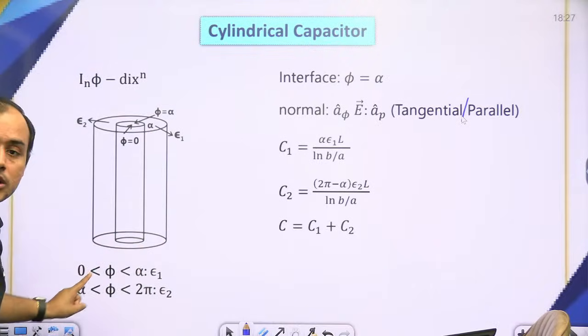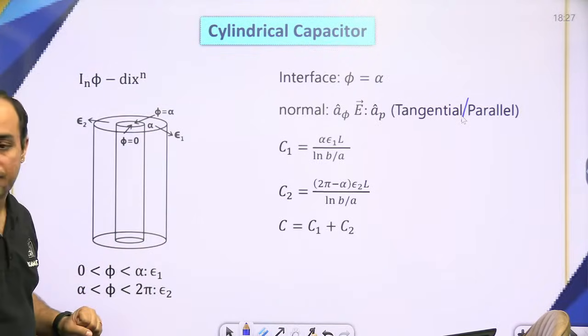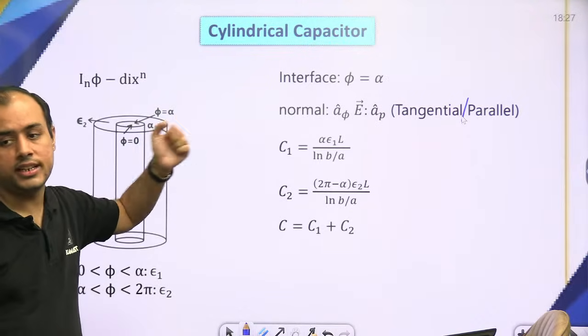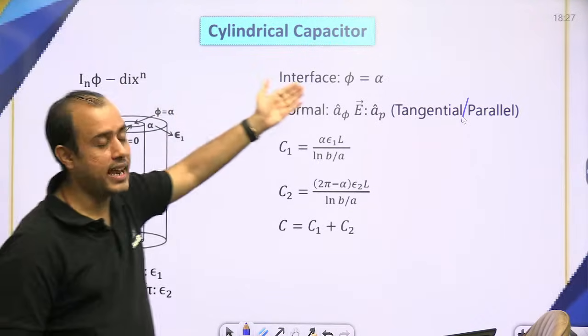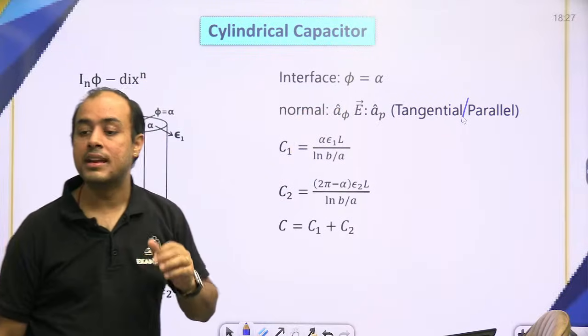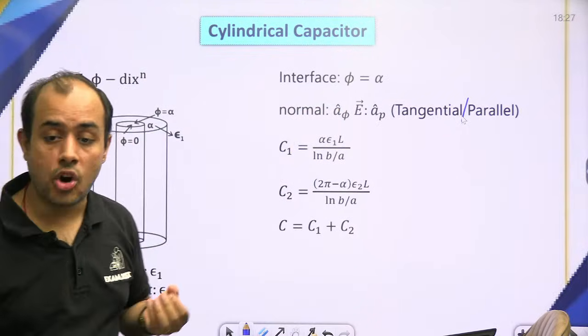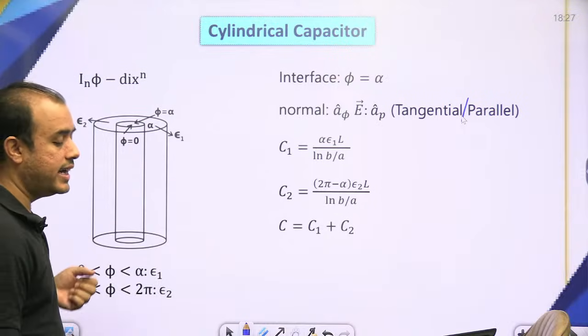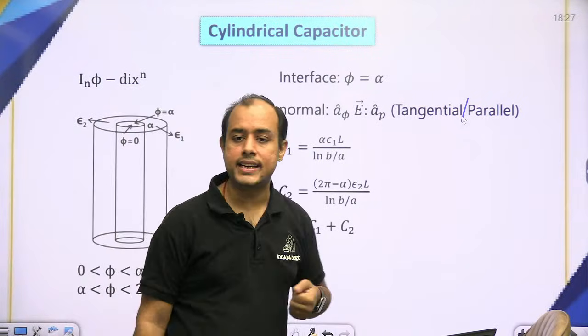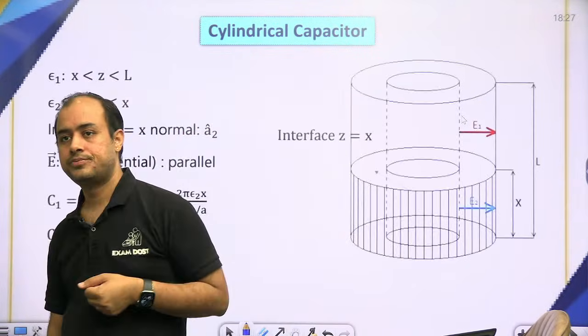The border of the two dielectric is phi equal to alpha, so the normal direction is A phi cap, while electric field is in A rho cap, so the electric field is not in the normal direction, it is tangential. So we will treat it as a parallel connection.